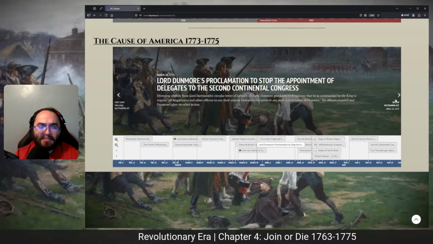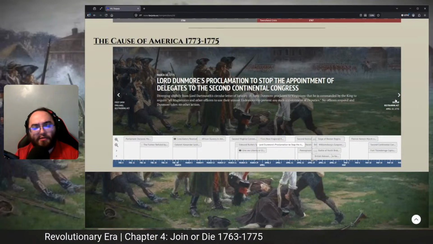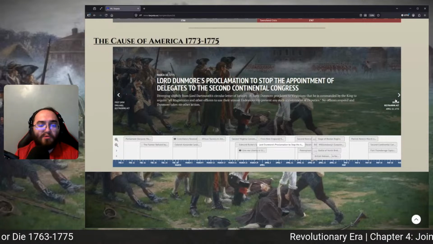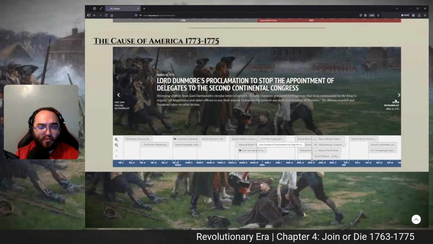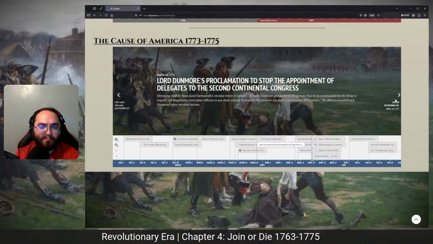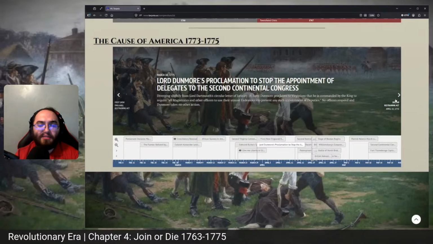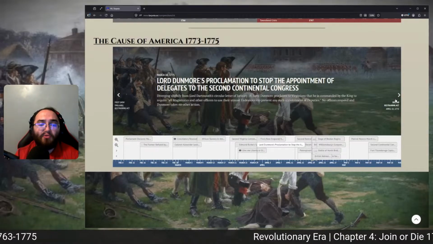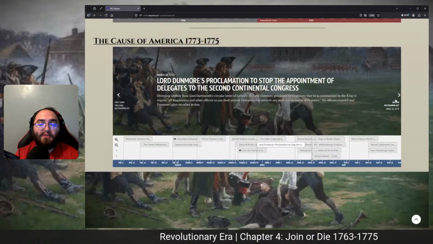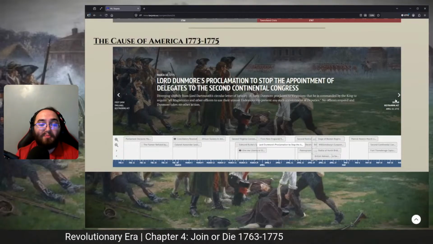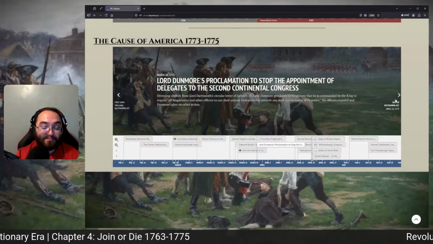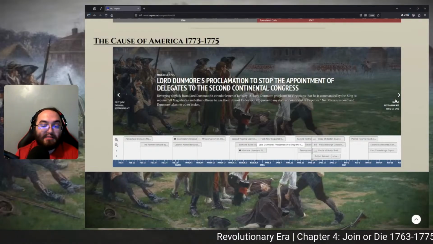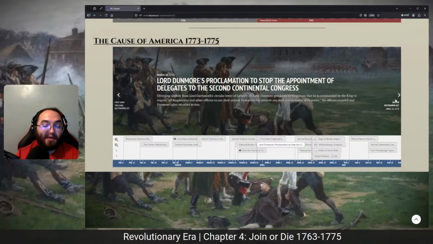Lord Dunmore will pass this proclamation, attempting to stop the appointment of delegates to the Second Continental Congress. This is trying to enforce Lord Dartmouth's circular letter by proclaiming to Virginians that he is commanded by the king to require all magistrates and other officers to use their utmost endeavors to prevent any such appointment of deputies. No officers respond, and Dunmore takes no other action. So the inefficiency to enforce the will of the king and Parliament is not going to help out the British side.